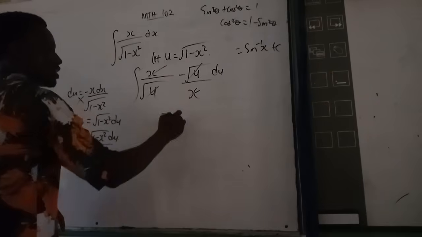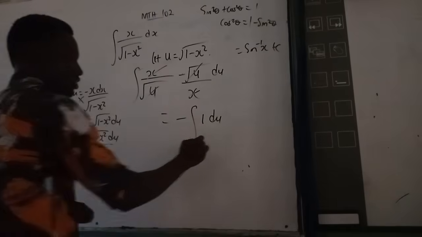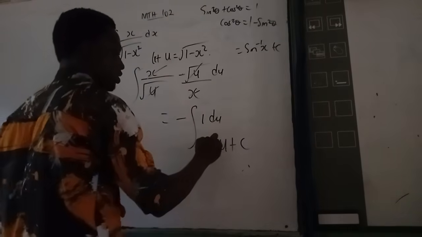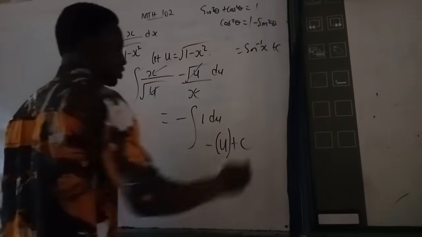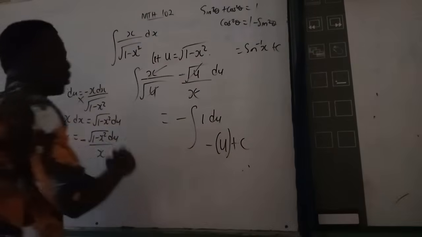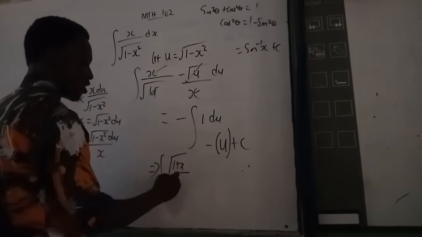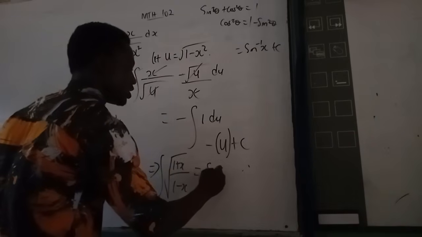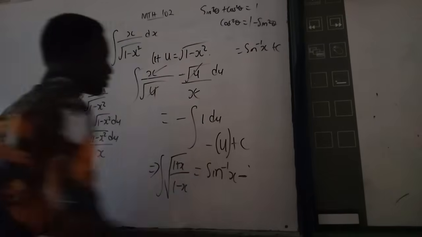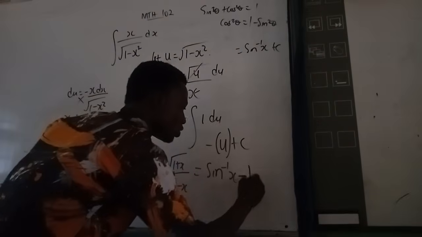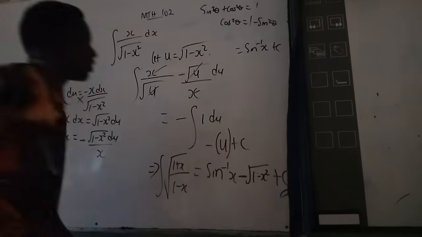So this question becomes, this negative can come out as a constant. Integral of 1 du. If you integrate that, what do you get? You get u plus c. Minus is outside. Minus u plus c. Now add it to this one. You know it's addition. Then do our final answer now. Integral of root 1 plus x over 1 minus x equals to what? Arc sine x plus, but because there is minus, minus u. What's our u? Root 1 minus s squared, then plus c. That's the final answer.